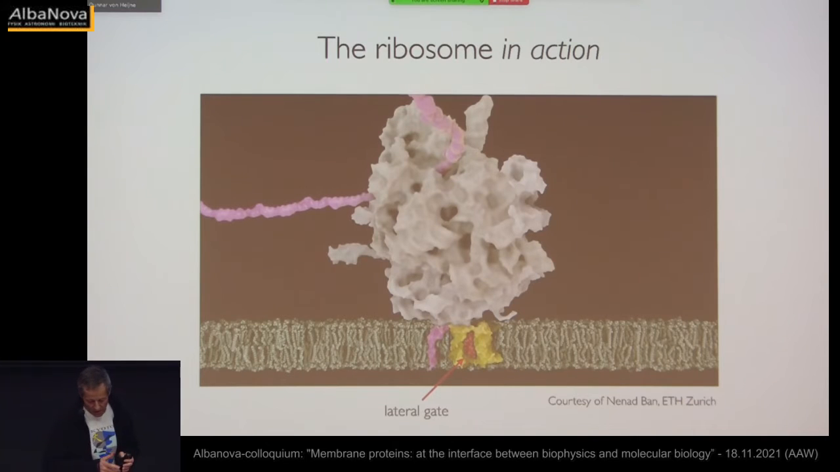So that's kind of taking lots and lots of experimental data together. That's basically the understanding we have at this point.